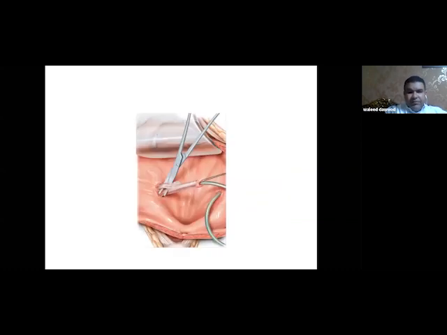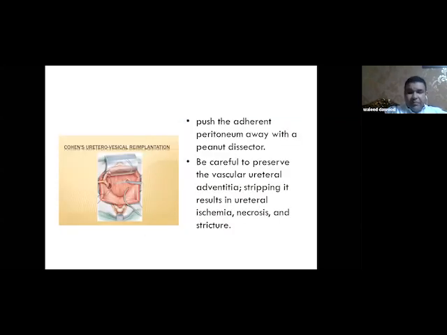Like here, I cut these fibers by diathermy. Really, I now use just the bipolar diathermy in this situation, and it cuts these muscle fibers, and just pulling the peritoneum away from the ureteral wall with a Bennett dissector, the ureter will be released. As I said, we push the adventitia of peritoneum away with a Bennett dissector.